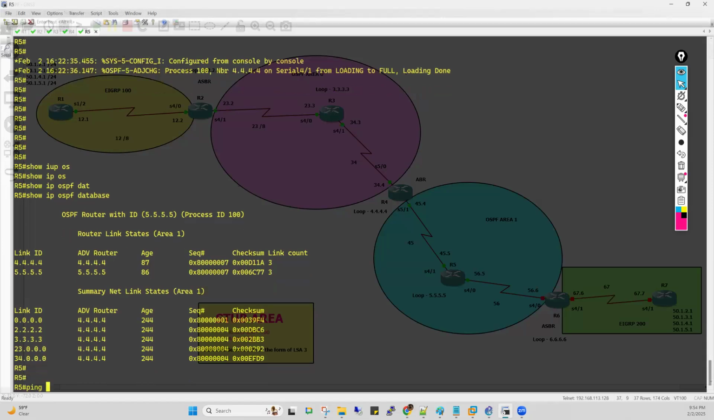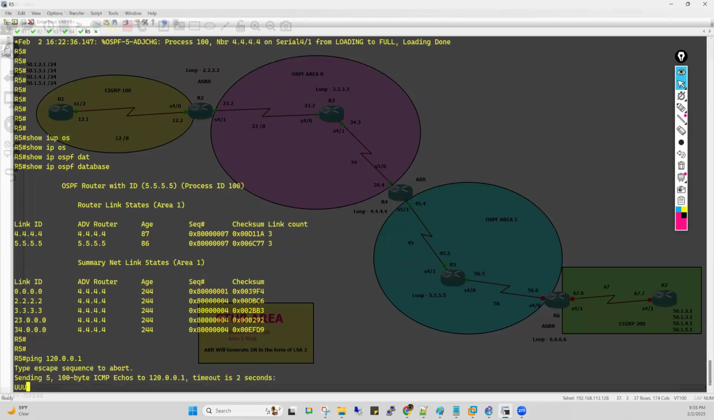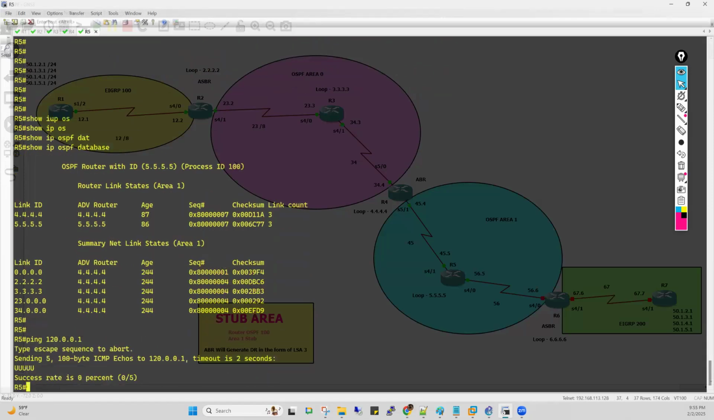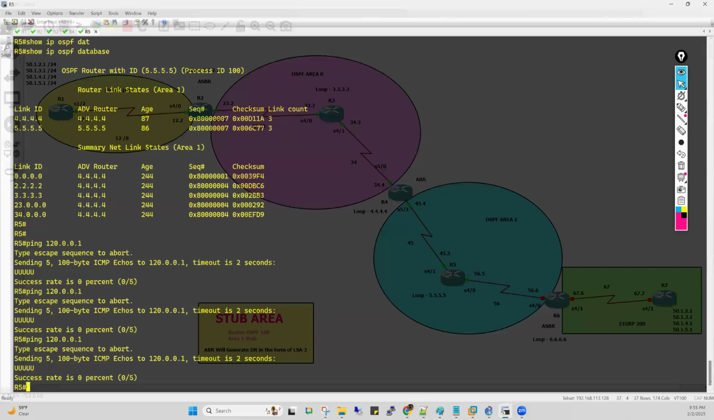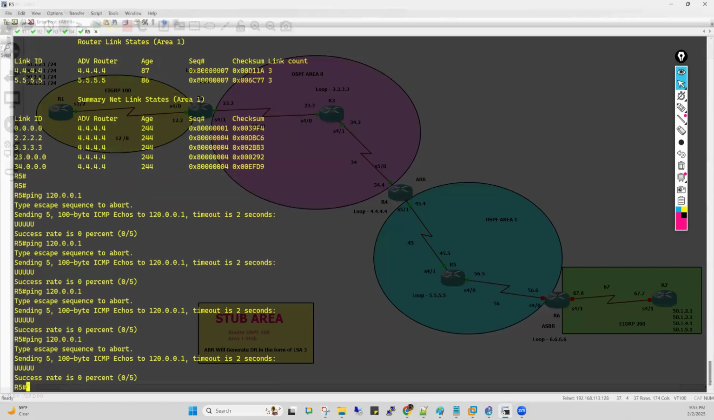Now I am pinging 12.0.0.1. Can I ping? LSA number 5 is removed from router number 5, so how can you ping? Success rate is 0%. Am I able to ping? No, I am not able to ping.